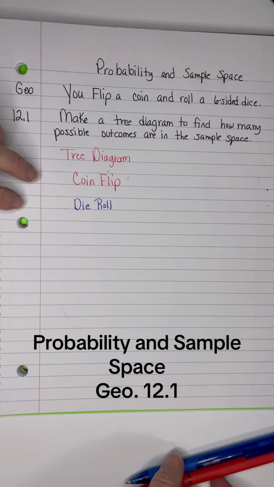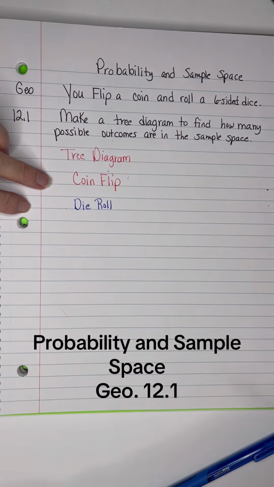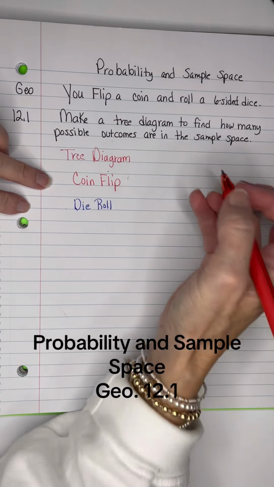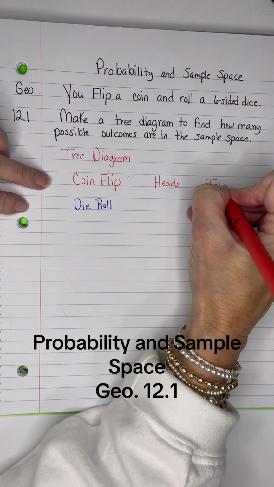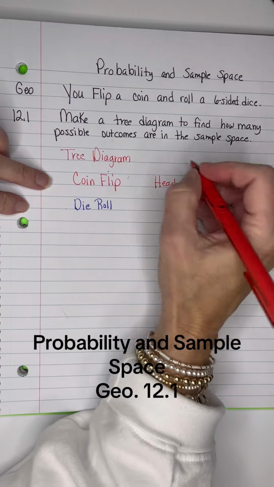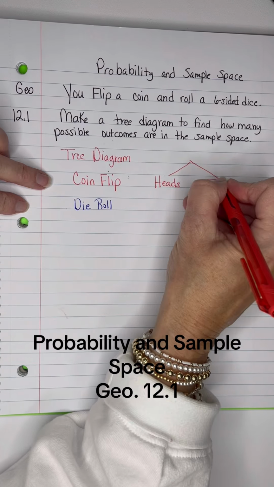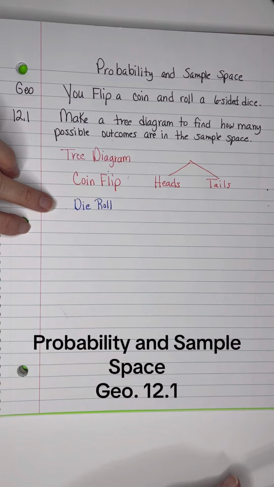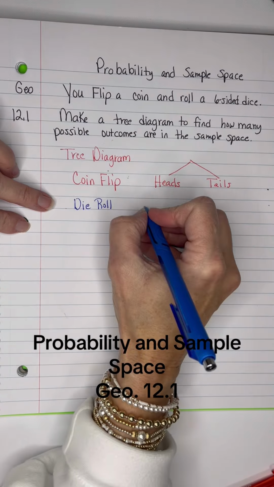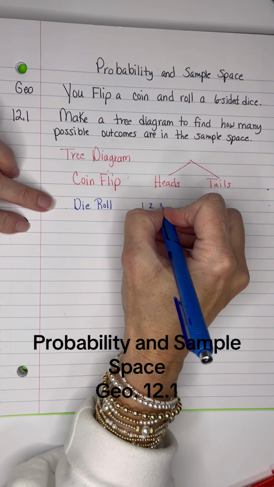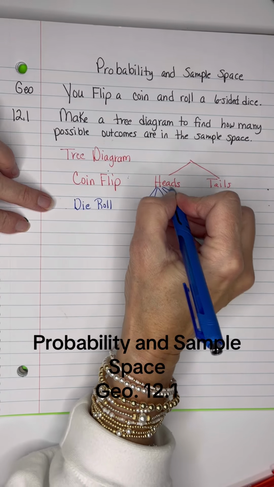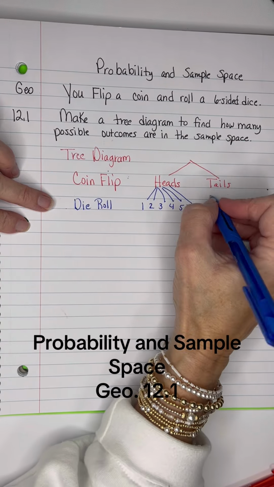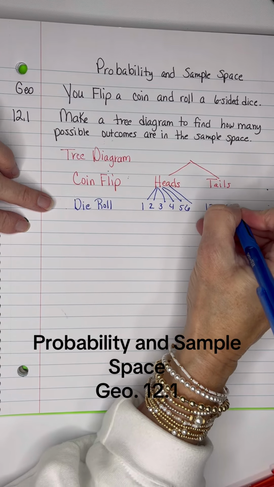So let's make a tree diagram with a coin flip. There's only 2 sides to this coin, heads or tails. So I'm going to write heads down and tails. So this is going to be the tree diagram. So there's only 2 choices for the coin flip. For rolling the die, there happens to be 6 numbers. So I could get a heads the first time, and then 1, 2, 3, 4, 5, or 6. And the same thing with the tails. I could get a tails the first time, and 1, 2, 3, 4, 5, or 6.